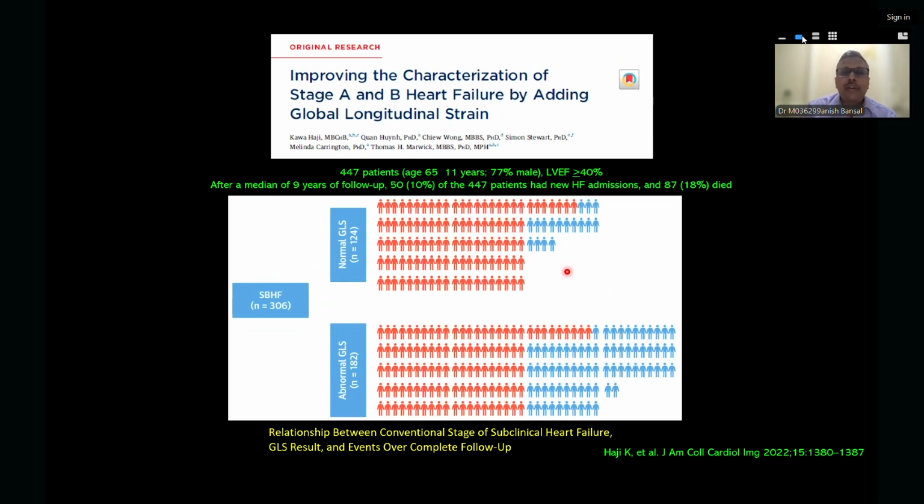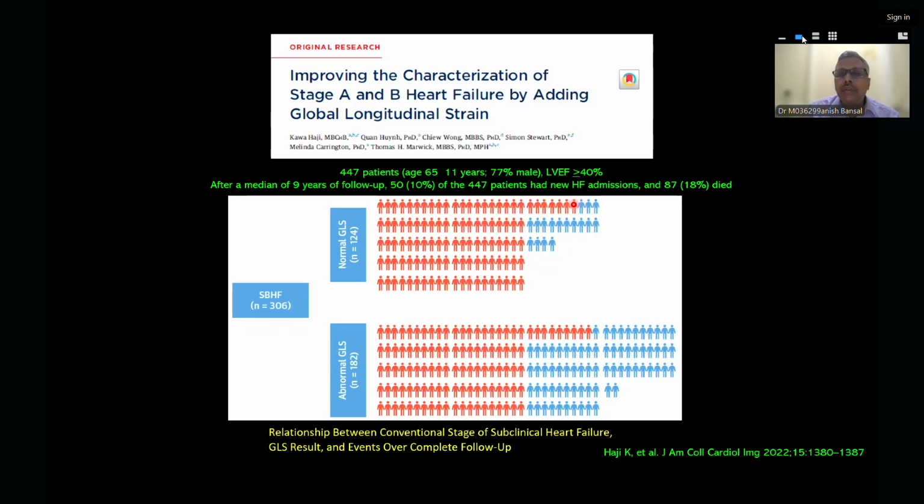This one study is from, again, Dr. Tomalik's group, a community-based study of 447 patients. They were diagnosed as having stage B heart failure based on conventional echo criteria. Out of 447, 306 had stage B heart failure. Now, among these patients, those who had normal GLS had much lower event rates.